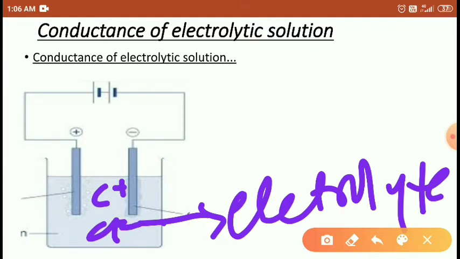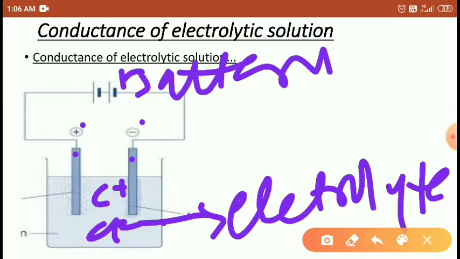Cation and anion, two ions are formed, in which we dip two electrodes: the positive terminal called the anode, and the negative terminal called the cathode, and both are connected with a battery. Right students, both are connected with a battery.